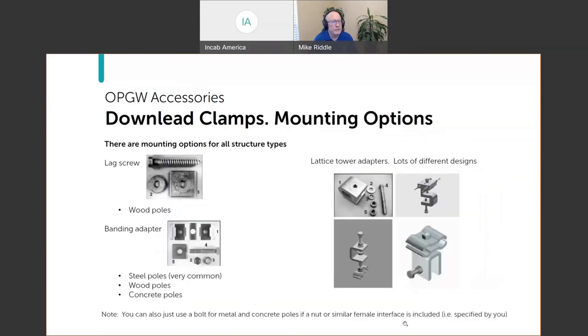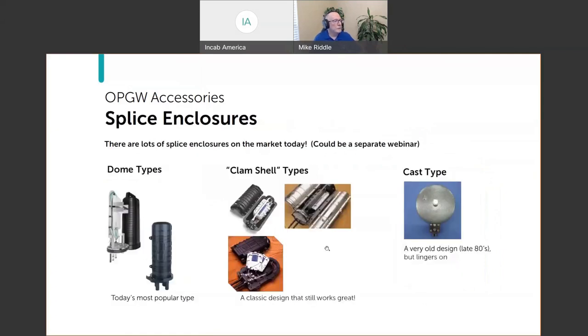Banding adapters are very versatile. You can use them on steel poles. It's very common for steel poles. But you could use it on a wood pole and a concrete pole too. No problem with that. Lattice towers, you have special lattice tower adapters. There are lots of different designs out there. You can kind of use the same guidelines that I said about the connecting hardware. See what your company uses and use that, or you can look around and find something else that you like.